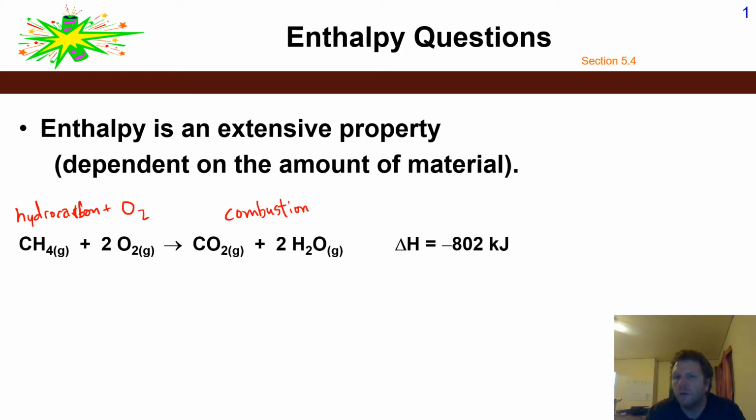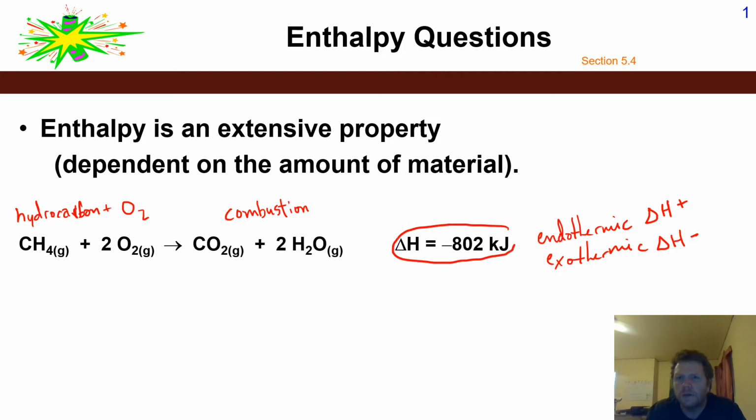Now let's think back. Is this an endothermic or an exothermic reaction? An endothermic reaction is one that is going to be cold and is going to have a positive delta H, whereas an exothermic reaction is going to have a negative delta H value. So this is an example of an exothermic reaction. This particular example is a hydrocarbon plus O2. We are going to basically combust it to make CO2 and H2O. It has a negative delta H value.